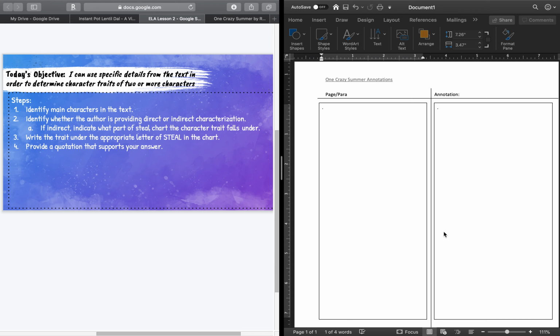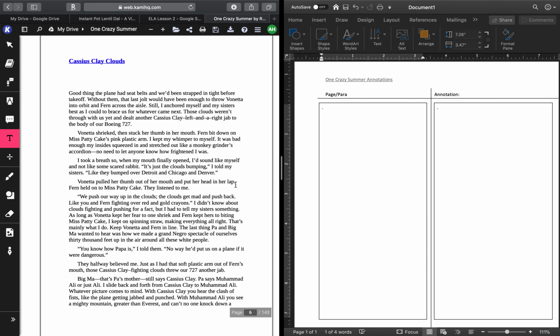Okay, so let's move on to our text. We are reading the first chapter, which is titled Cassius Clay. So this is going to be the I do portion. As I'm reading it, we're going to pause, have conversation, make some annotations. You can pause this video at any point if you feel like you need time to write down the annotations before we move on. Go ahead and do so.